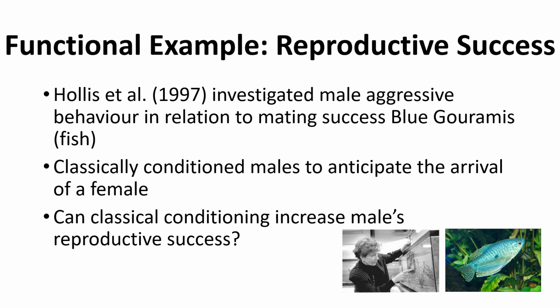Now, Hollis's group were investigating male aggressive behavior as it related to mating success in a species of fish called blue gouramis. Again, pronunciation's not fantastic here today, but these fish tend to exhibit aggressive territoriality. Specifically, the males tend to aggressively protect their territories.